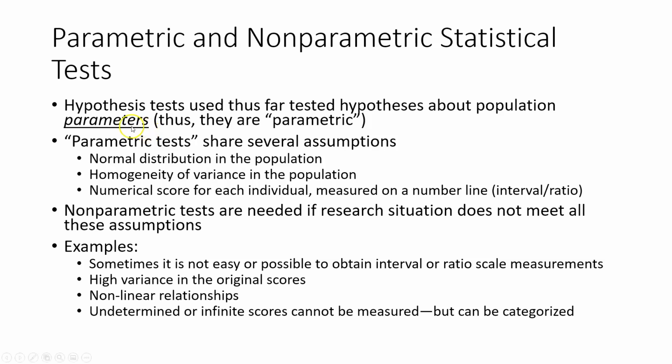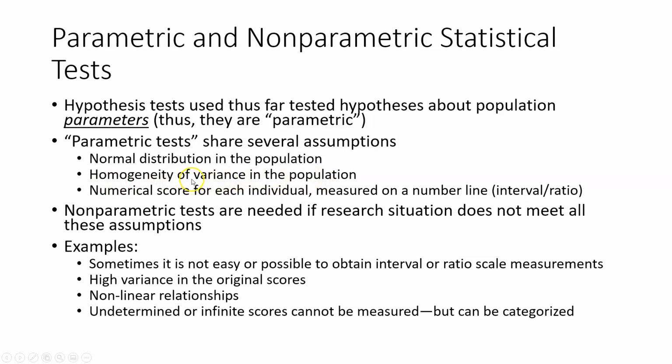So all of the statistics that we've done so far are called parametric statistics because they're trying to estimate population parameters. So we call them parametric. Parametric tests share several assumptions. We've talked about these in brief several times before, but I just want to highlight them here now. First, they assume that you have a normal distribution in the population. Or even if you don't, they assume a normal distribution in the sampling distribution. They assume that you've got homogeneity of variance in the population.